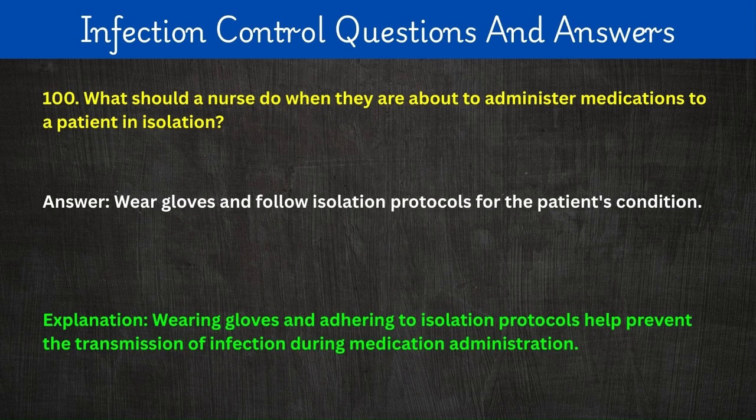100. What should a nurse do when they are about to administer medications to a patient in isolation? Answer: wear gloves and follow isolation protocols for the patient's condition. Explanation: wearing gloves and adhering to isolation protocols help prevent the transmission of infection during medication administration.